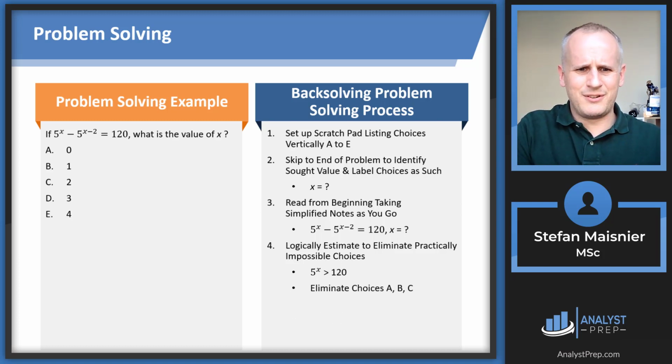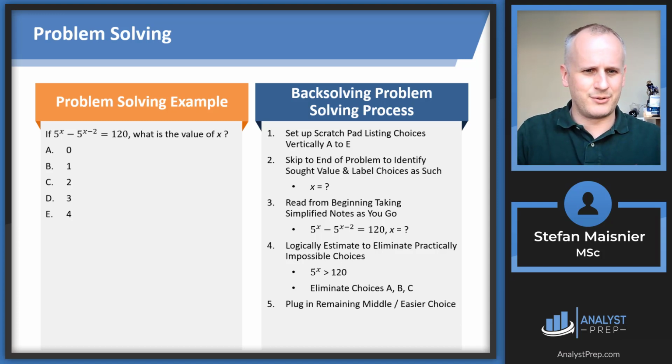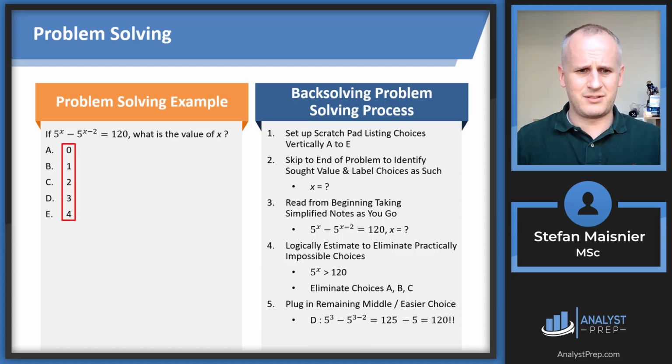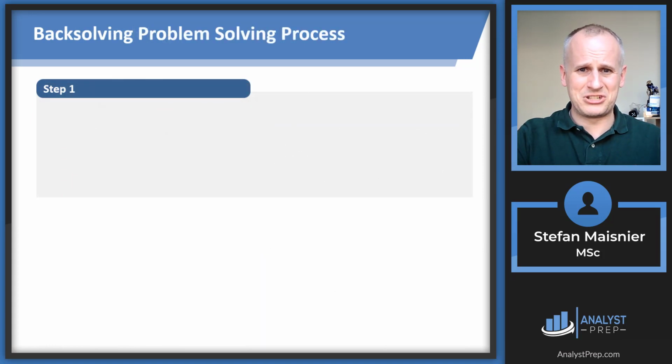So that means I can get rid of A, B, and C immediately. And so that means I can plug in the remaining middle easier choice, which is just 3. And if I plug in 3, I get 5 to the third minus 5 to the 3 minus 2, which is just going to be 125 minus 5, which is 120. And that's our answer. And it's so easy, right?